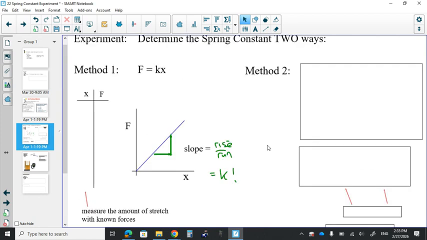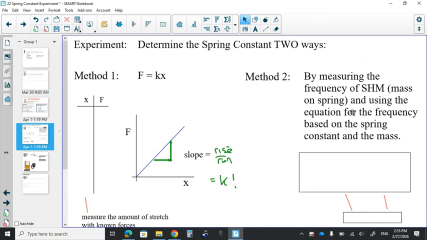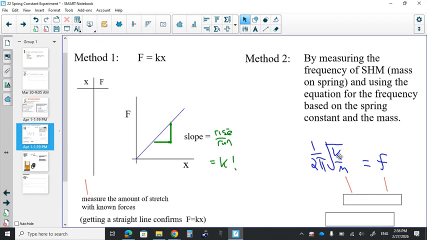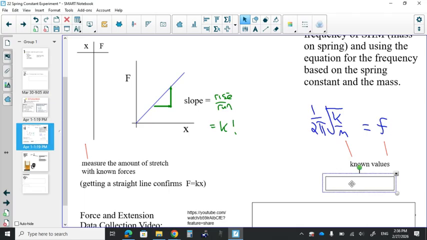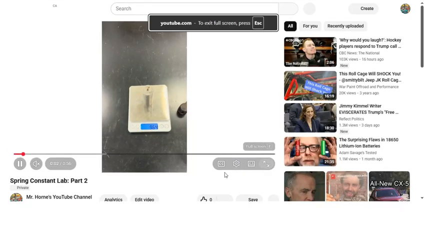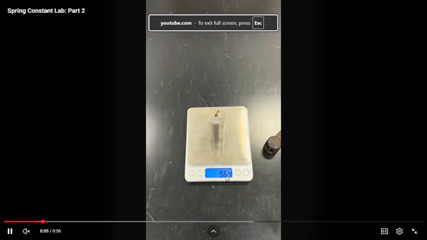And the other way, based on that frequency stuff, we know that we can measure the frequency of a simple harmonic motion and use the equation that we know relating frequency, spring constant, mass, and so on, right? Those are known values, so you can solve for the k value. That video looks like this. I already had it open somewhere, but here we go. So I show you the mass, 96.4 grams, so 0.0964 kilograms.